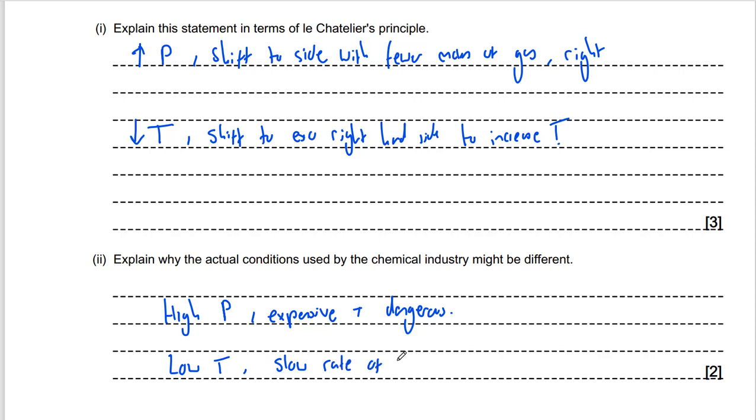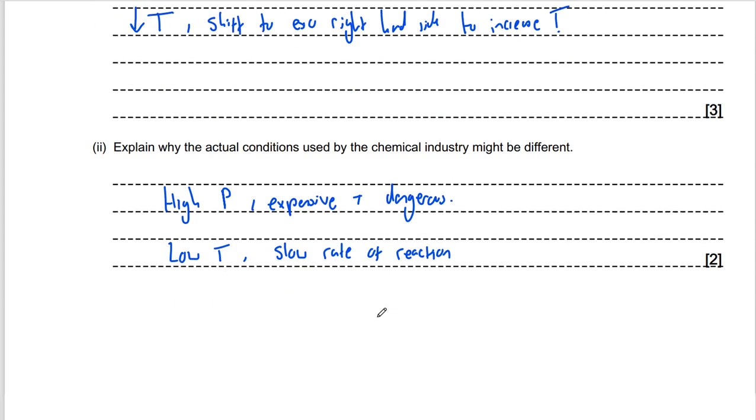So rate of reaction is important here. If you're trying to produce this commercially at a really, really low temperature, the main problem you're going to run into is you're not going to produce product quickly enough. If you're not producing product quickly enough, obviously you might want to increase the temperature to make it faster, at the expense of your percentage yield. So nice and straightforward, it's always the same answers.